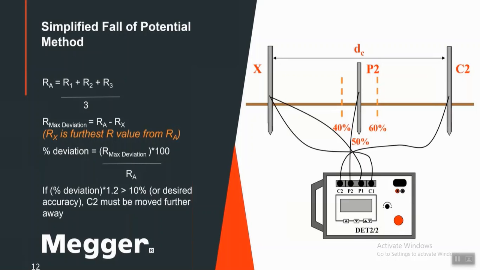If you see this slide, if 1.2 times this percentage is less than your desired test accuracy, then RA can be used as the valid test result. So you can use the RA value for your true measurement, as long as 1.2 times the percent deviation is less than your desired percentage. For example, to define 10% or 5%, it depends on the customer.